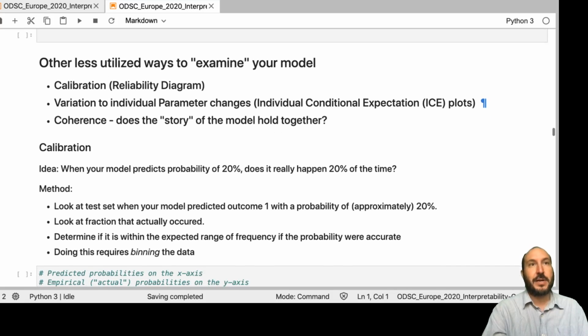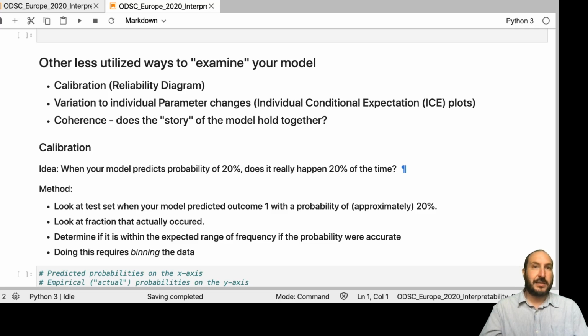And the first thing I'm talking about is calibration, which we can assess via what I'll call a reliability diagram. Calibration essentially says, when my model predicts 20%, does it really happen 20% of the time? So are these probabilities really behaving like probabilities, these predicted probabilities?